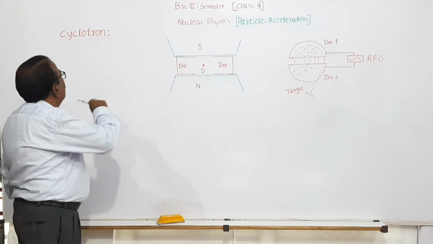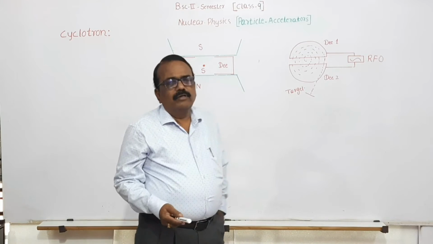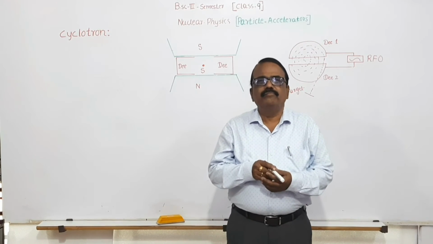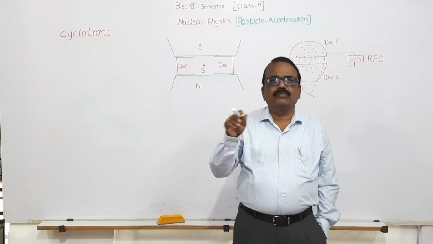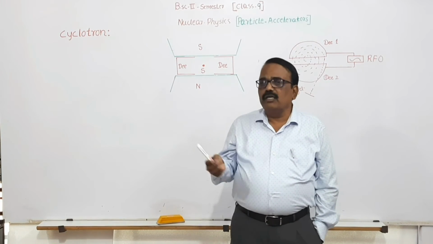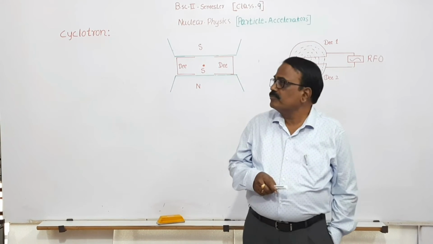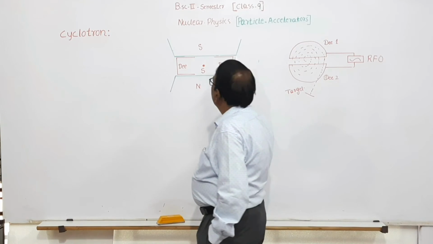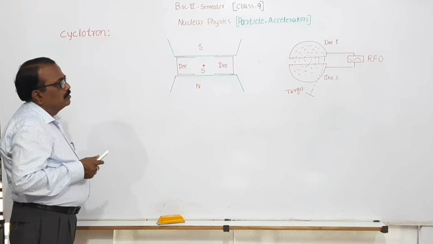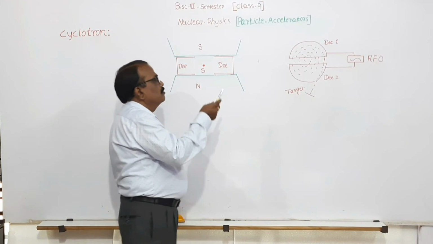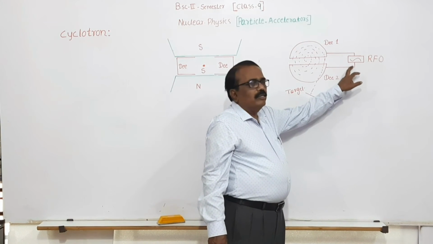The next accelerator we have to study is the cyclotron. As the name itself indicates, the ions are accelerated along a circular path. This cyclotron was devised by Lawrence and Livingston. Here ions are accelerated along the circular path with the repeated application of an alternating potential.